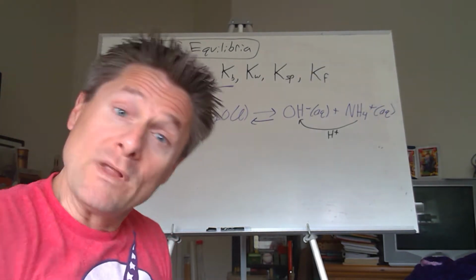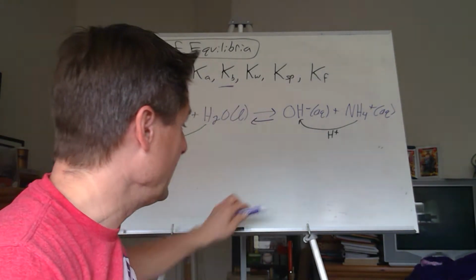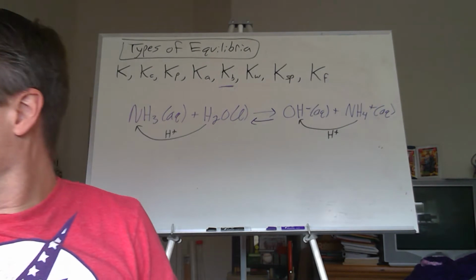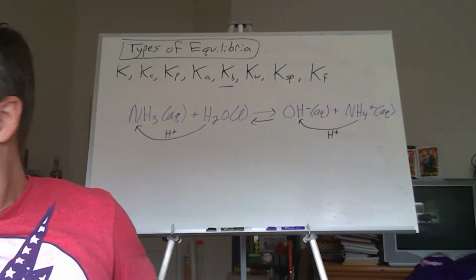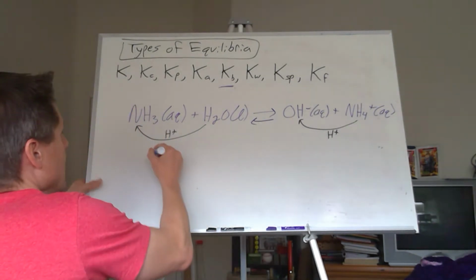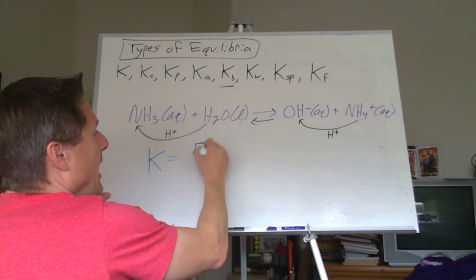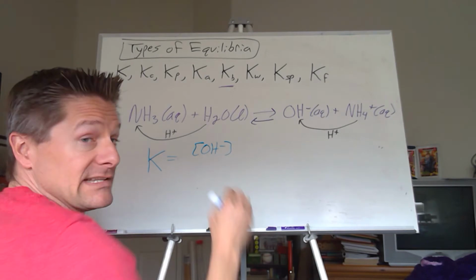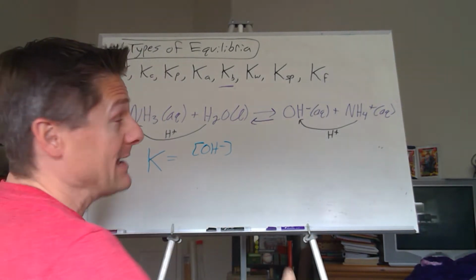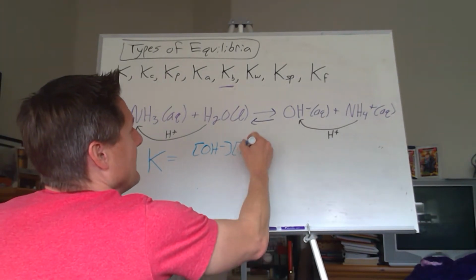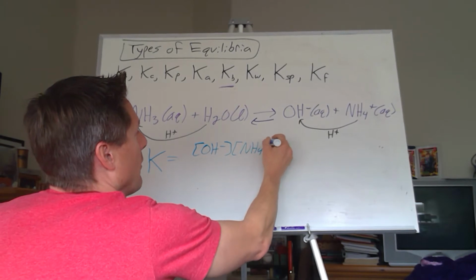Let's set up the equilibrium expression for this, just like we did with the other one. Let me grab a different color here. So let's set up K. Let's take our products. Here's the hydroxide ion, raised to the power of 1. We love acid and base equilibrium. Let's take the ammonium ion, raised to the power of 1.